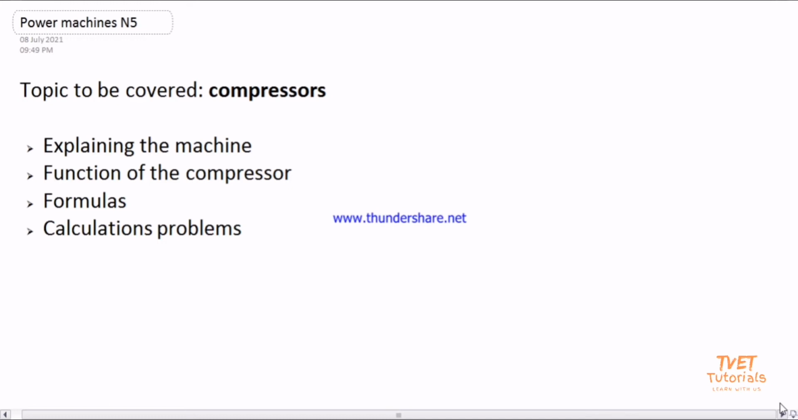Today we are going to be discussing Power Machines N5. The topic that we're going to be covering today is compressors. We're going to divide it into 4 sections. We're going to start by explaining the machine, and then we follow by the functions of the compressor, and then we discuss the related formulas, and later solve the calculation problems.